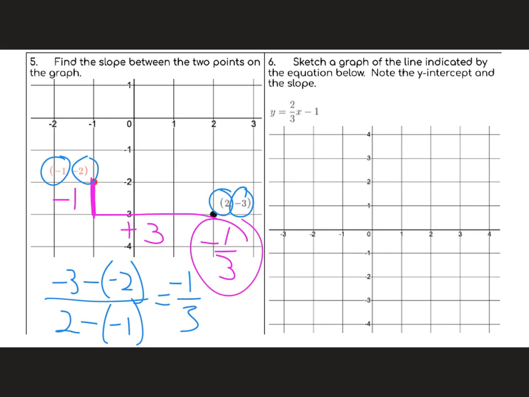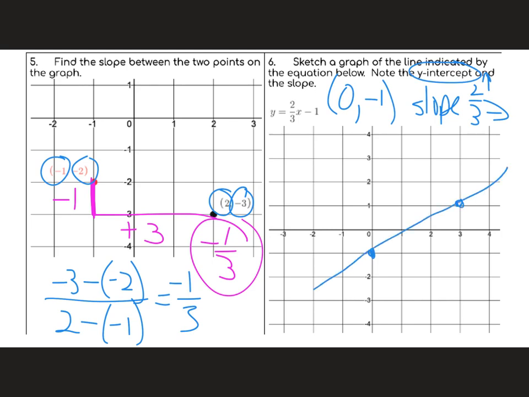And then slope-intercept. So note the y-intercept. So y-intercept, 0, negative 1. When I plug in 0 for x, 2/3 times 0 is 0, minus 1 is negative 1. That's where we start. And then the slope, that's the number here, which is 2/3, and that means up 2, right 3. Up 2, right 3, connect the dots. That's all you need to do for that problem.